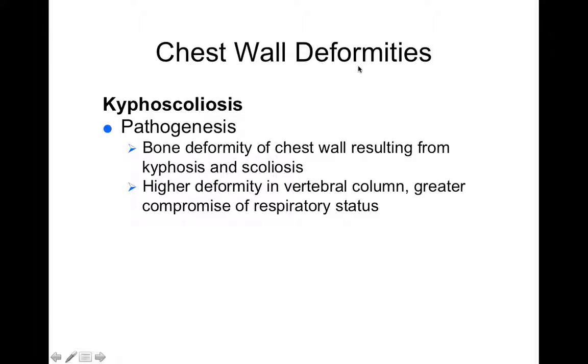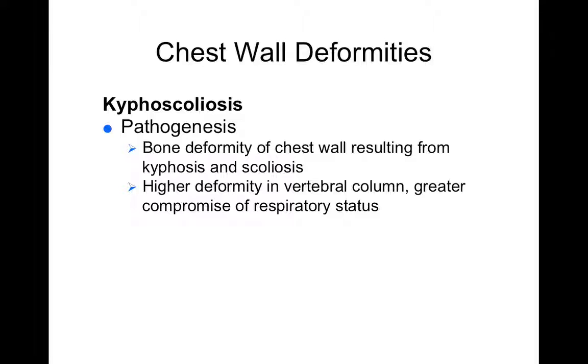Now, chest wall deformities can also limit how well your lungs can expand based on a variety of factors. And the first one we'll talk about is kyphoscoliosis. Kyphoscoliosis is basically where you have a deformity in the chest wall, which comes from either kyphosis or scoliosis. And it's caused by a deformity in the vertebral column. So kyphosis is where someone is bent forward, hunched forward. Scoliosis is when their spine bends to the side, and then there's lordosis where they're bent back too far.